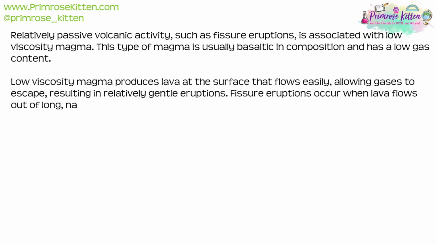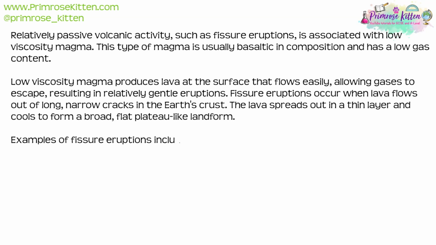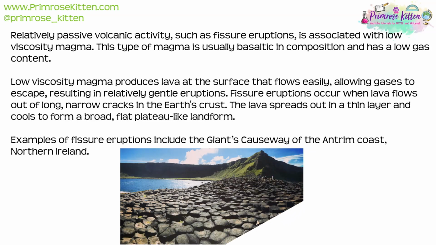Fissure eruptions occur when lava flows out of long, narrow cracks in the Earth's crust. The lava spreads out in a thin layer and cools to form a broad, flat, plateau-like landform. Examples of fissure eruptions include the Giant's Causeway of the Antrim coast in Northern Ireland, and the picture is below of this.